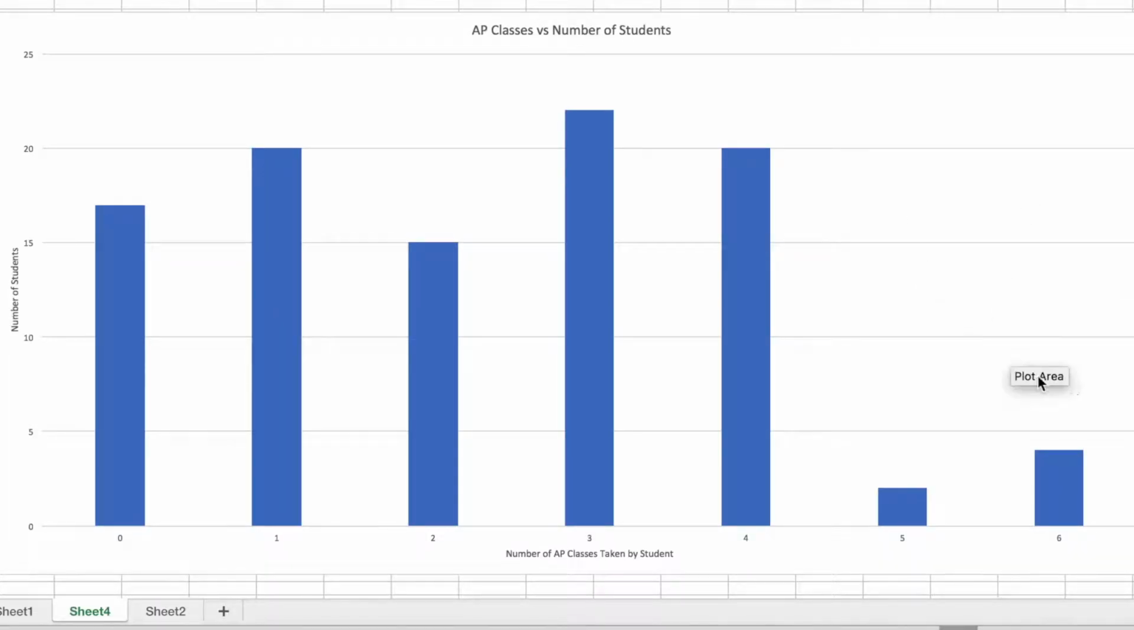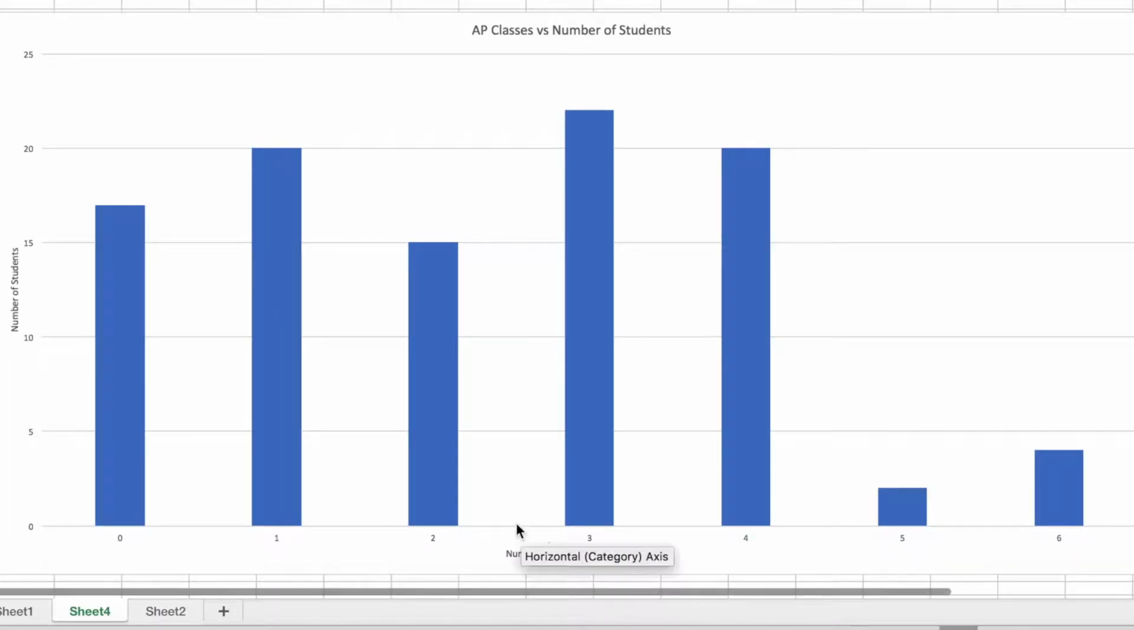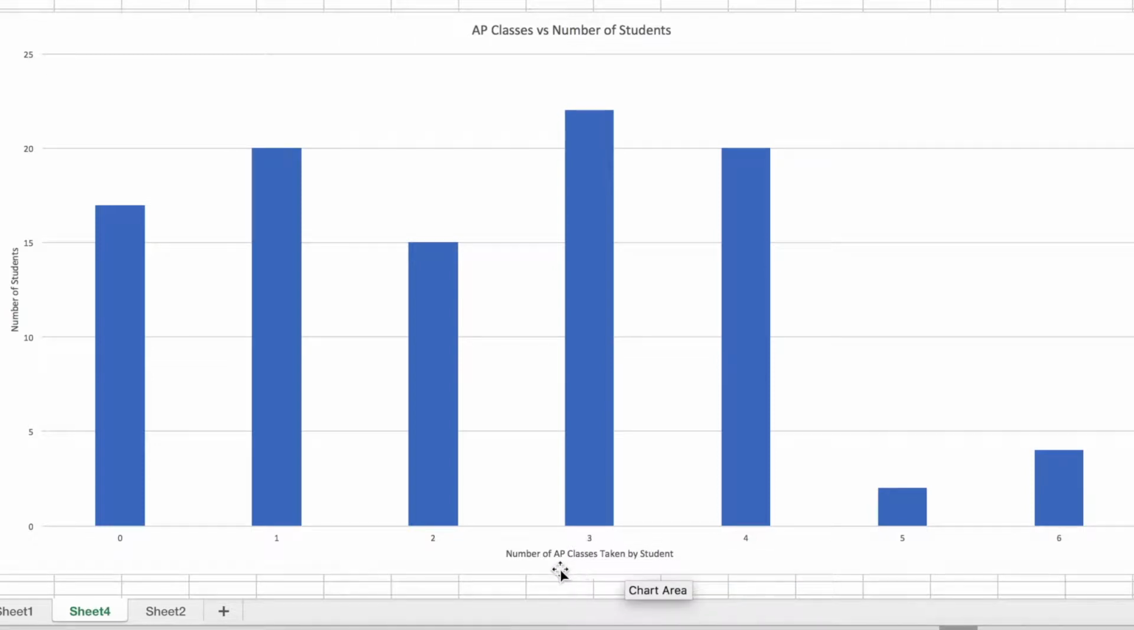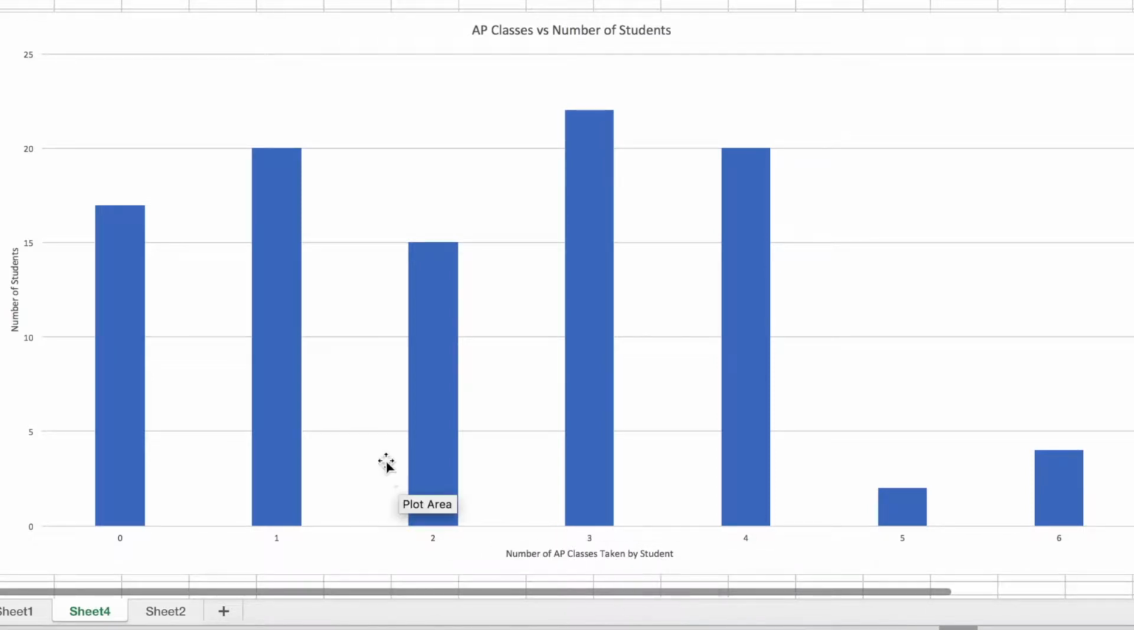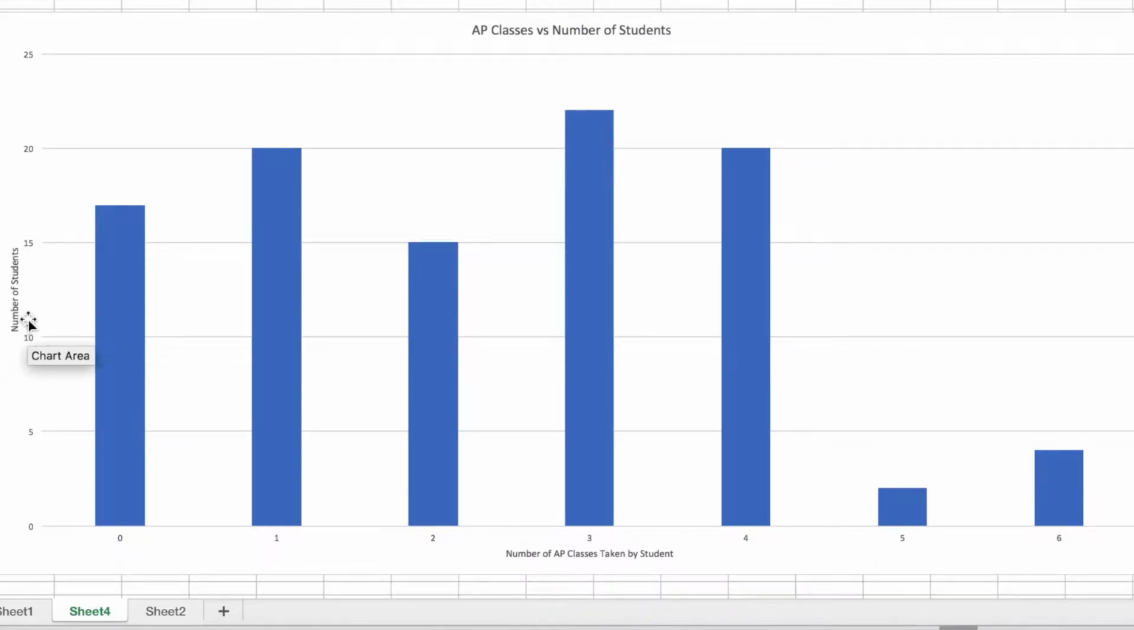Alright, so here's the graphical representation for our data. On this axis, the x-axis, we have the number of AP classes taken by each student, and on the y-axis, we have the number of students that took that many AP classes. So as you can see here, the most common is 3 AP classes taken by each of the students, and that would be the mode.